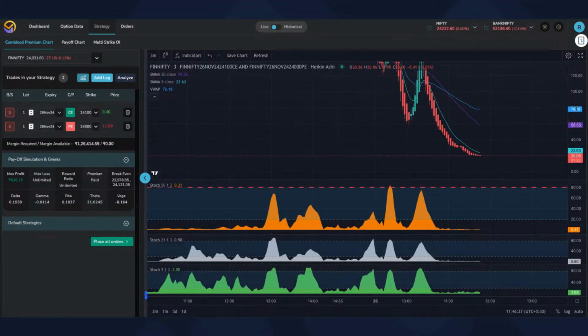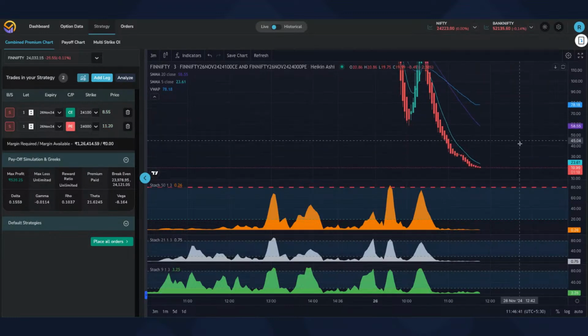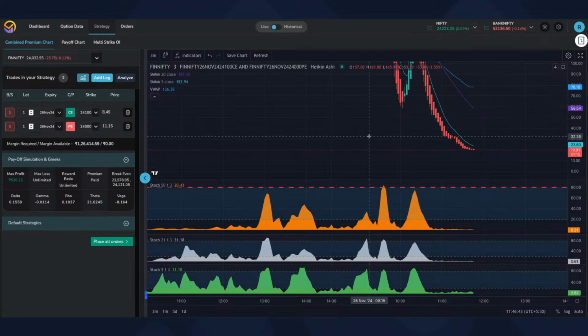And I have one more screen, not the Heiken-Ashi, but the normal one, just to see what is happening. We'll have to look at the total premium decay, especially for a seller. For us, the decay is very important, and how the premiums are actually getting crushed. That's what we need to definitely monitor, and also we need to keep one eye on the chart itself.